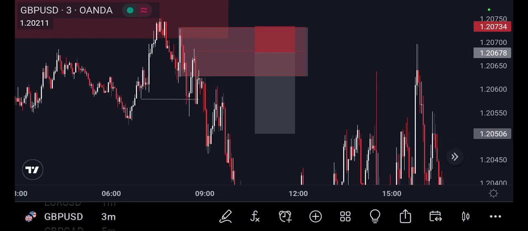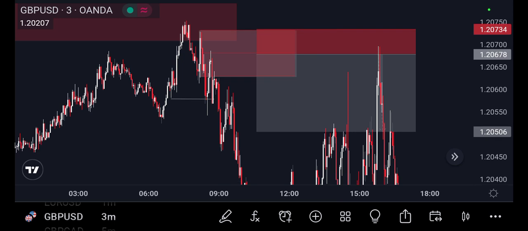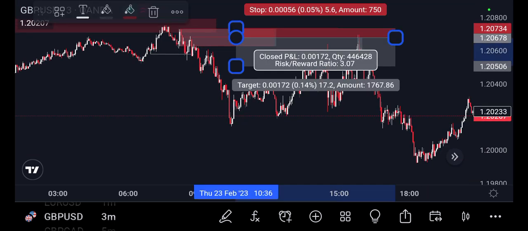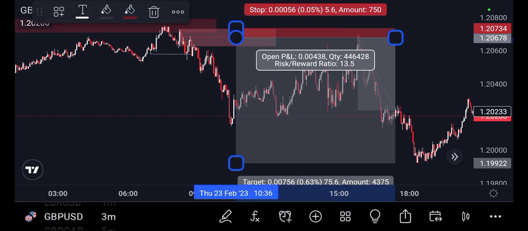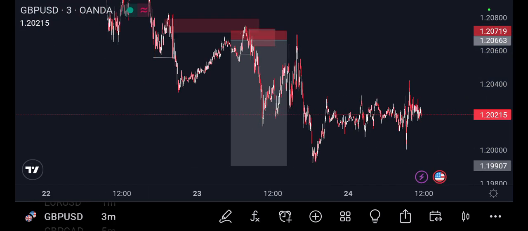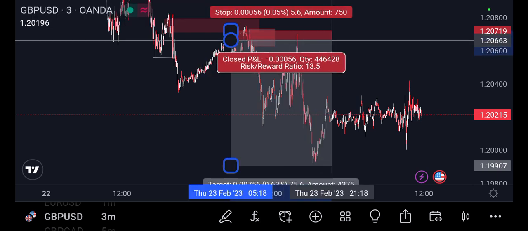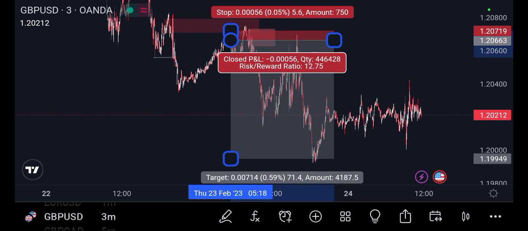Now let's check. The price respects it. It expected it, and it made the sell. In fact, it's still on. How many pips did it give? It gave 70 plus pips.